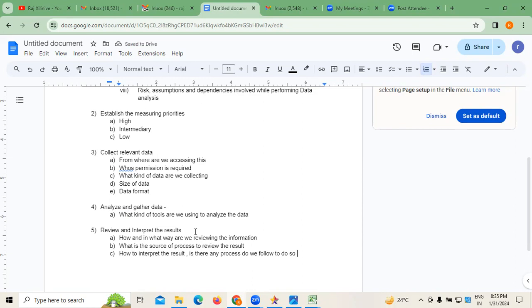So if you want to review and interpret the results, we must know how and in what way we are reviewing the information. At the same time, what is the process to review the results? That process we must know. And how to interpret the results? Is there any process to be followed to do so? This interpretation of the results will be converted into recommendations for the business. This is where recommendations come into the picture. We give the recommendations to the customer.